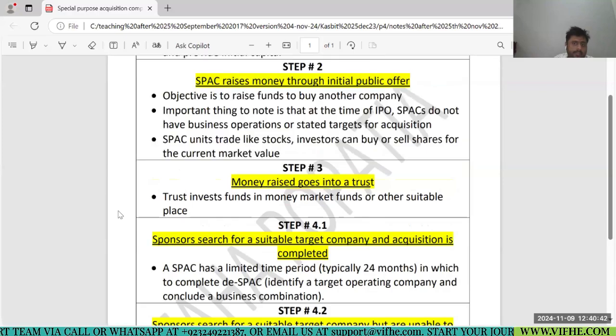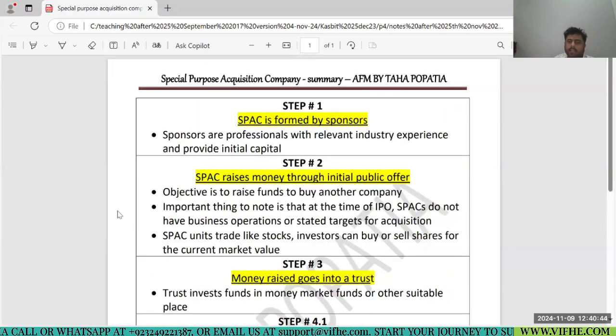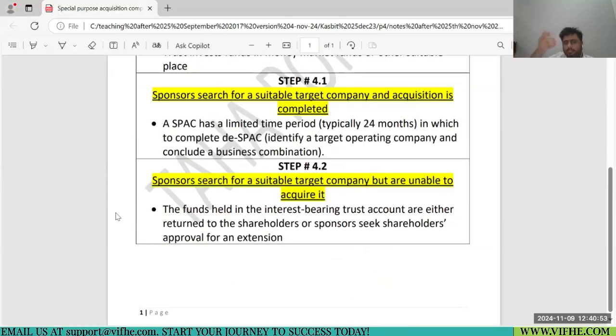It can be tested, but you need not be worried if you have this handout and you have read it a couple of times. For example, if it comes out for 4 or 5 marks and you write these 4 points, I believe you will get all the marks that you need to gain.